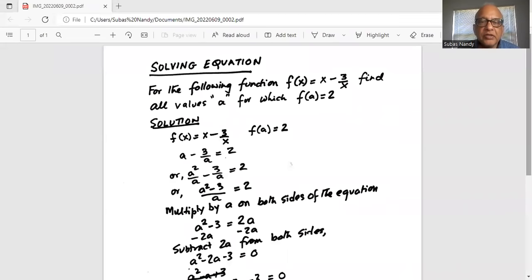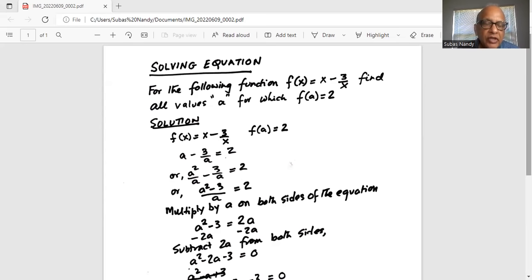So here's the problem. It says for the following function, f of x is equal to x minus 3 over x. Find all values of a for which f of a is equal to 2. So for x, I'm going to substitute x is equal to a in the original function. And we know the functional value when x is equal to a is 2. So it becomes a minus 3 over a is equal to 2. Why 2? Because the functional value of x at a equal to 2 is given to us.